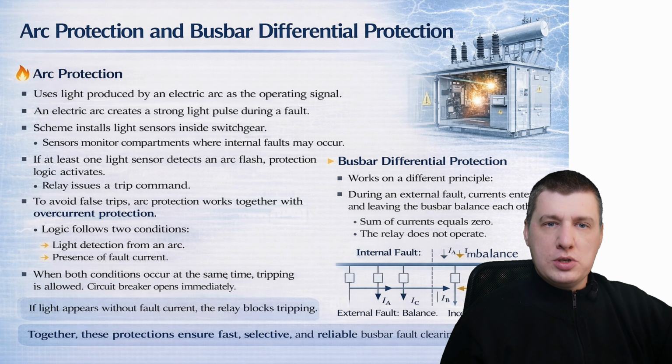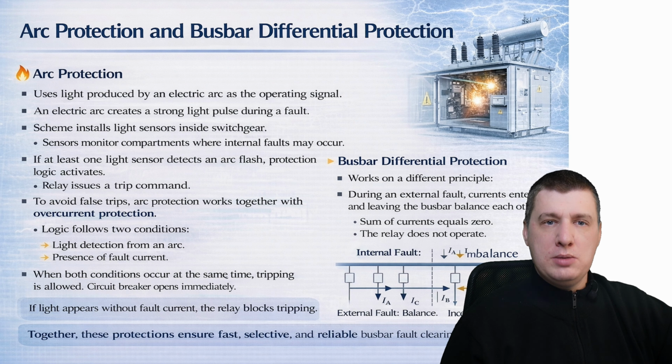Arc protection uses light produced by an electrical arc as the operating signal. An electrical arc creates a strong light pulse during the fault. The arc protection scheme installs light sensors inside the switchgear. These sensors monitor compartments where internal faults may occur. If at least one light sensor detects an arc flash, the protection logic activates. The relay issues a trip command.